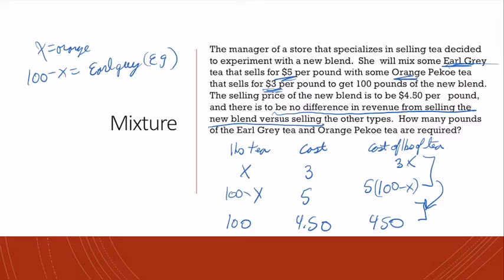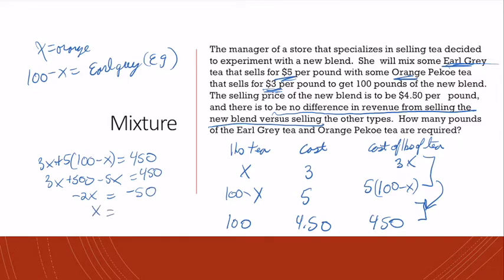Okay, so if I have 3x plus 5 times 100 minus x equals 450, that means 3x plus 500 minus 5x equals 450. I combine like terms. I get x equals 25. So I'm going to use 25 pounds of orange and I'm going to use 75 pounds, which is 100 minus 25, of Earl Grey. So I've got 25 pounds of orange and 75 pounds of the Earl Grey.